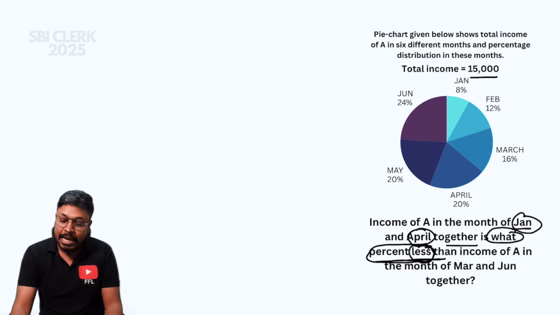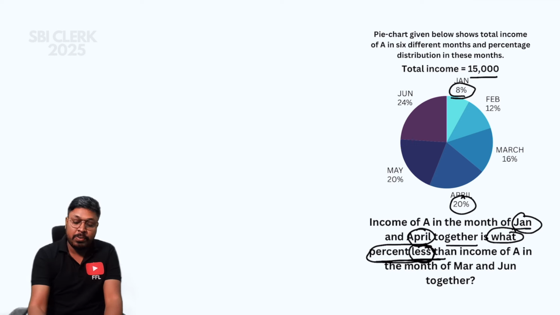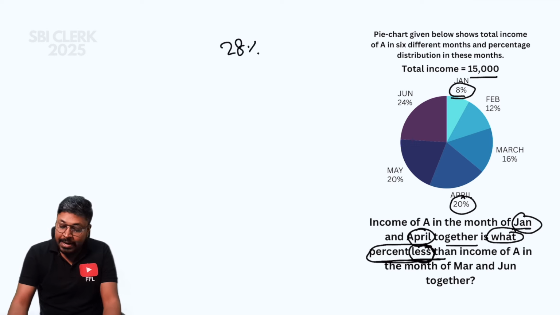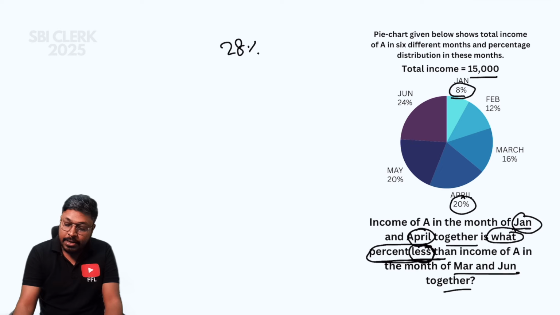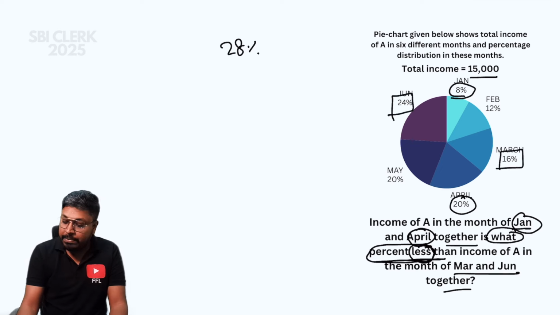So now April and Jan together. Jan is how much? 8%. April is how much? 20%. So 20 plus 8 will be 28%. So the remaining is how much? March and June together. March is how much? 16%. June is how much? 24%. So this will be 40%.